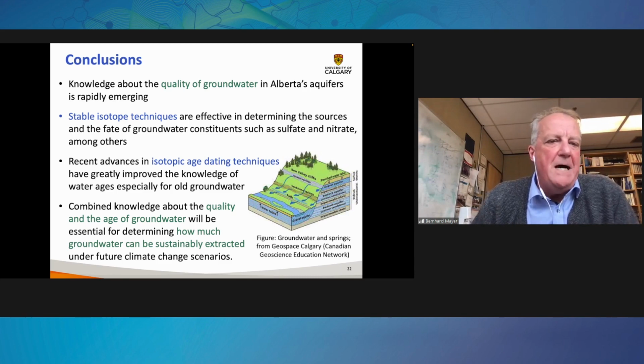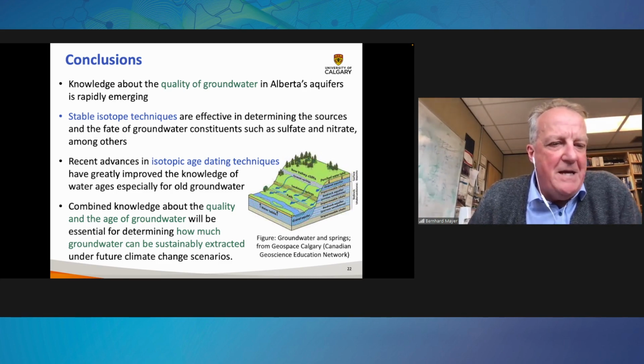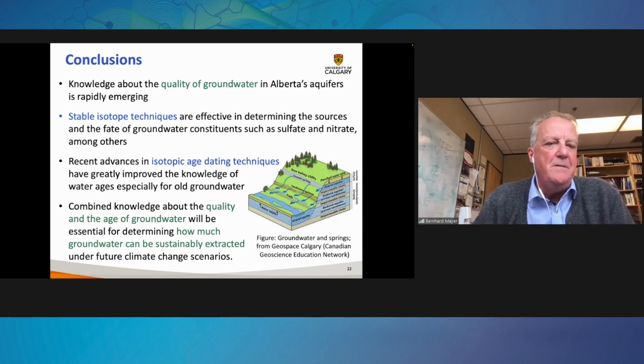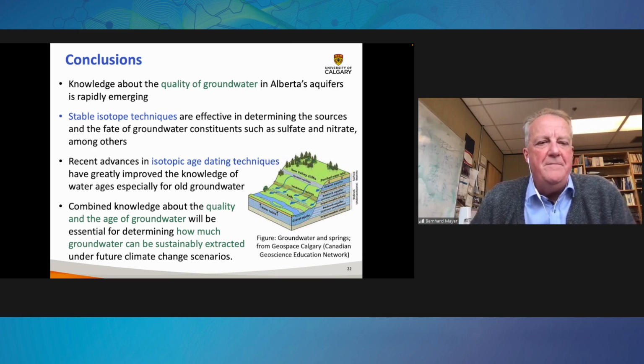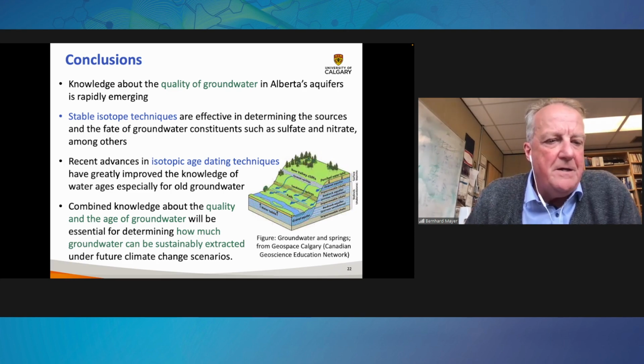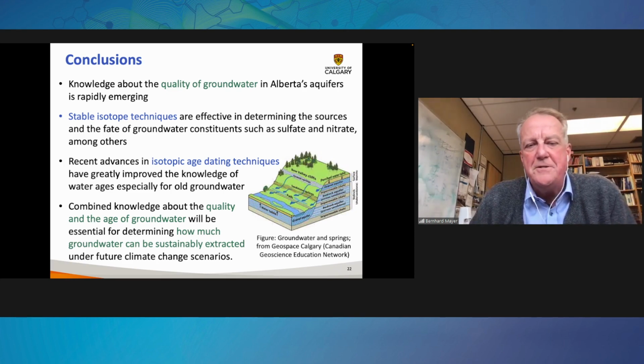And it is the combined knowledge about the quality and the age of the groundwater which will be essential for determining how much groundwater can be sustainably extracted in the next few years, in the next few decades, and beyond under future climate change scenarios.